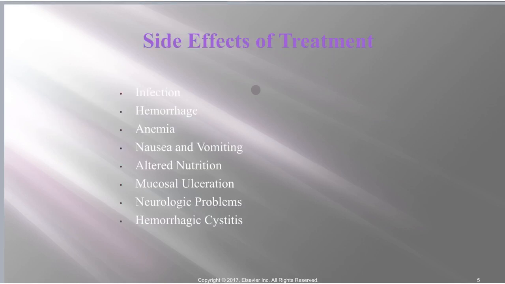Some side effects of therapy would be infection, hemorrhage, anemia, nausea, vomiting, altered nutrition, mucosal ulceration. And remember, with those mucosal ulcerations, that also could cause bleeding of the gums and irritation there. It can affect their nutrition and put them at high risk for blood loss. They can have neurologic problems, and then hemorrhagic cystitis.